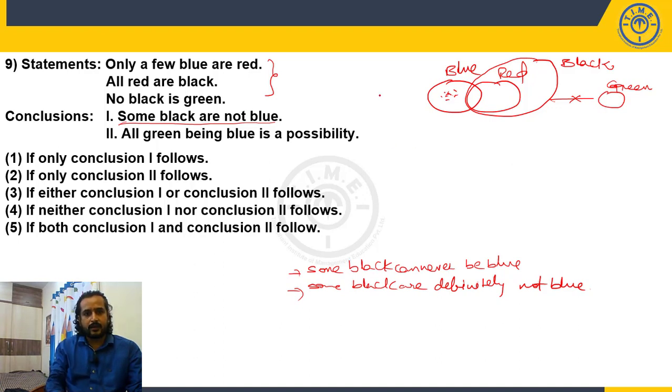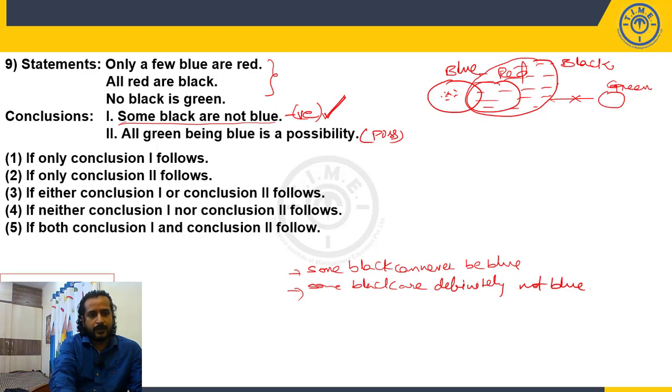Now, some black are not blue. Yes, it is a definite and negative conclusion. So is it true or not? Some black are not blue means these parts of the black are not blue. If the negative conclusion is to be checked, we are going to draw the basic diagram using the opposite pair of that. What is the opposite pair of some black are not blue? All black are blue. So let's try to check that.